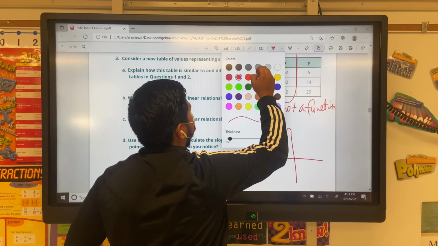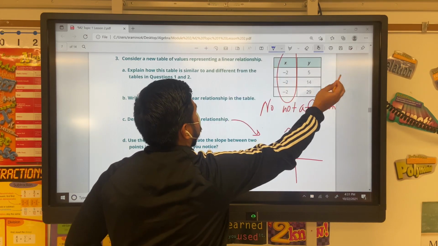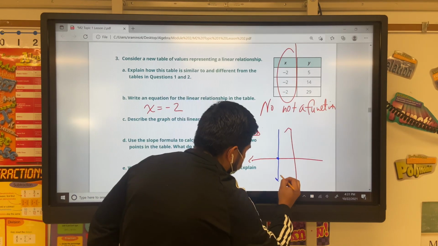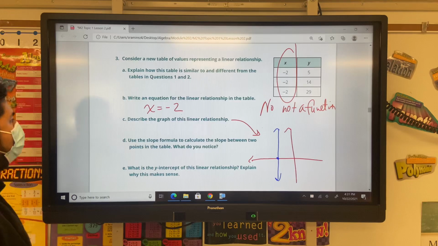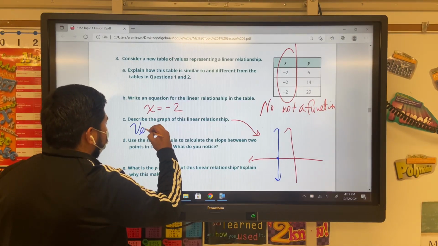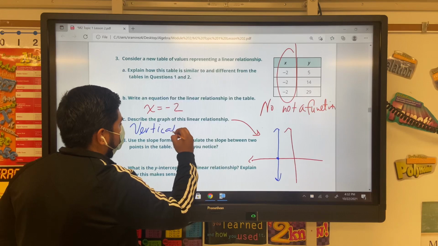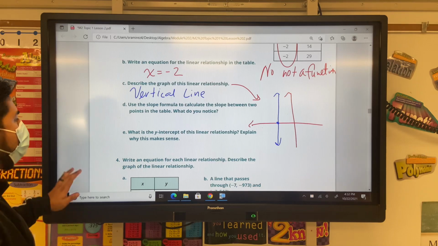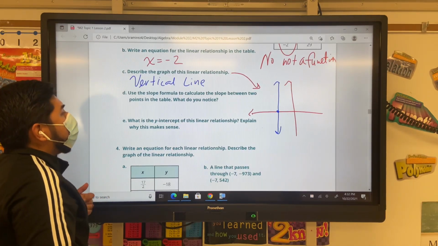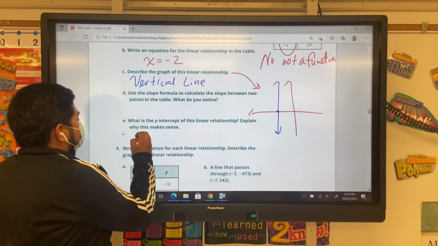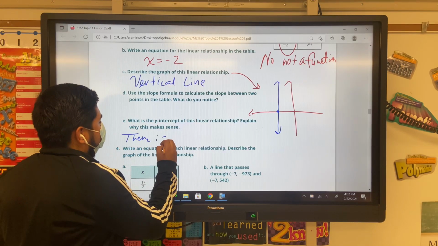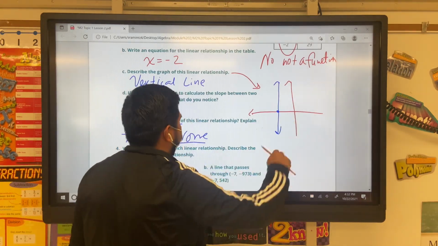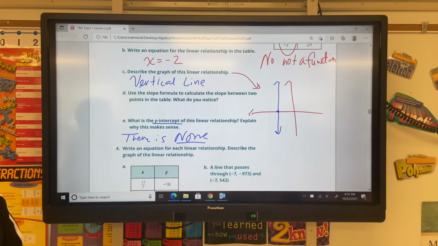Since x is at -2, come here, right now here at -2, and the line is like this. Vertical line. Use this little formula, it won't work. What is the y-intercept of the relation? There is none. It will never touch the y, and that's because it's not a function.